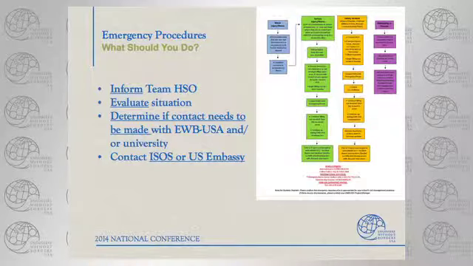So determine if contact needs to be made with EWB-USA and/or the university. Depending on what your university regulations are, what their rules are, you may need to contact them right away. Contact ISOS or the U.S. Embassy in the area. If it's that bad of a situation, let's say you got robbed, you've lost your passport, that type of thing.